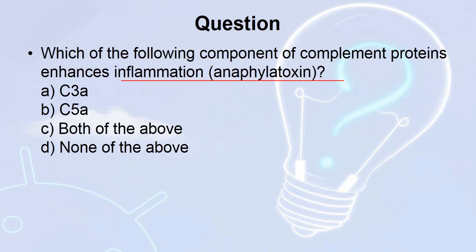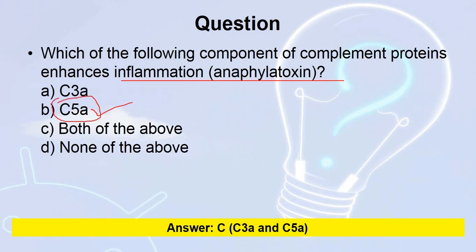The answer is option C, that is both C3a and C5a. But of course, most potent out of this, if the question is modified, which is the most potent, it is going to be option B, C5a. But yes, if the question is which complement protein enhances inflammation, then of course it is option C, that is C3a and C5a. But if someone asks you which is the most potent, the answer would be C5a.